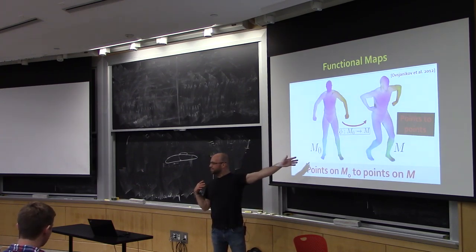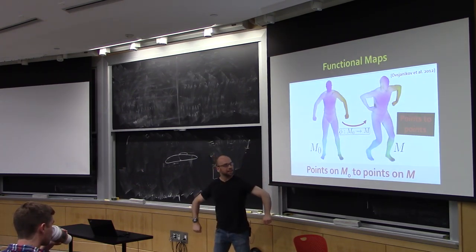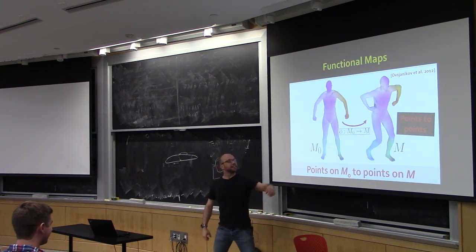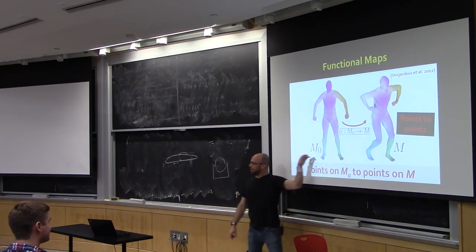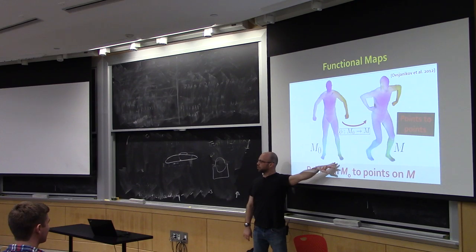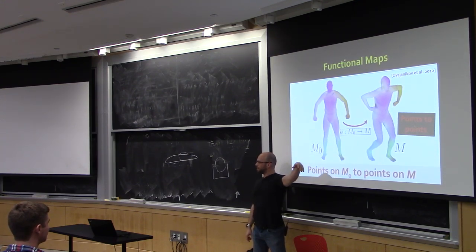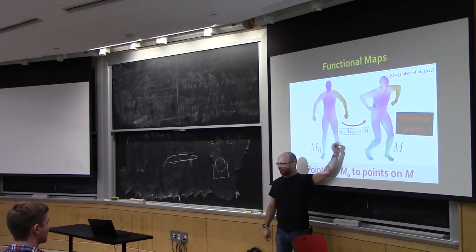So as a reminder, here are two different shapes. Here's this guy and this guy, yeah? And you know, in functional maps, my goal is I'm given these two surfaces and I'd like to find a mapping from points to one on points to zero. Yeah? And so my unknown here is the map phi.